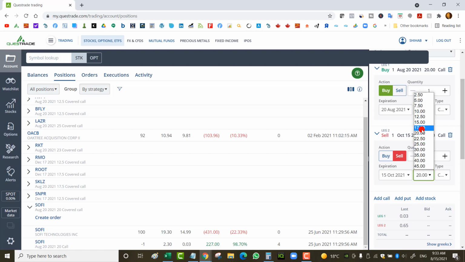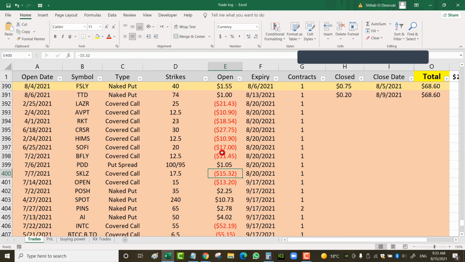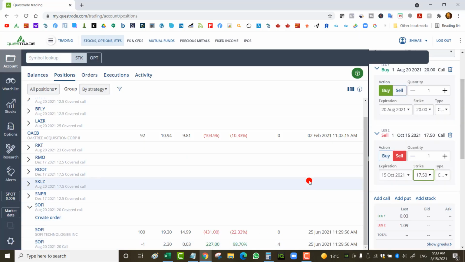I could also bring my strike as low as my cost basis. My cost basis on Sofi is 17. So I could bring my strike lower, giving up the initial credit that I collected. Now my max profit will be the new credit that I'm collecting, because my strike is now at my cost basis. So I could do that and keep the trade, go to October.